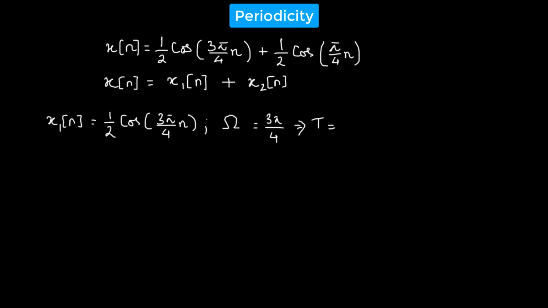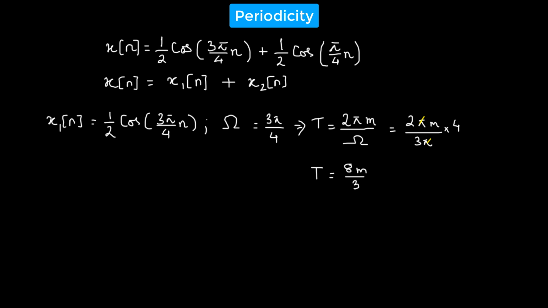So T will be given by 2 pi m, where m is some integer, divided by the angular frequency. So we have 2 pi m divided by omega. Omega value is 3 pi over 4, so 4 gets multiplied. We can cancel out pi from both the numerator and the denominator, so our T value is now equal to 8m over 3.